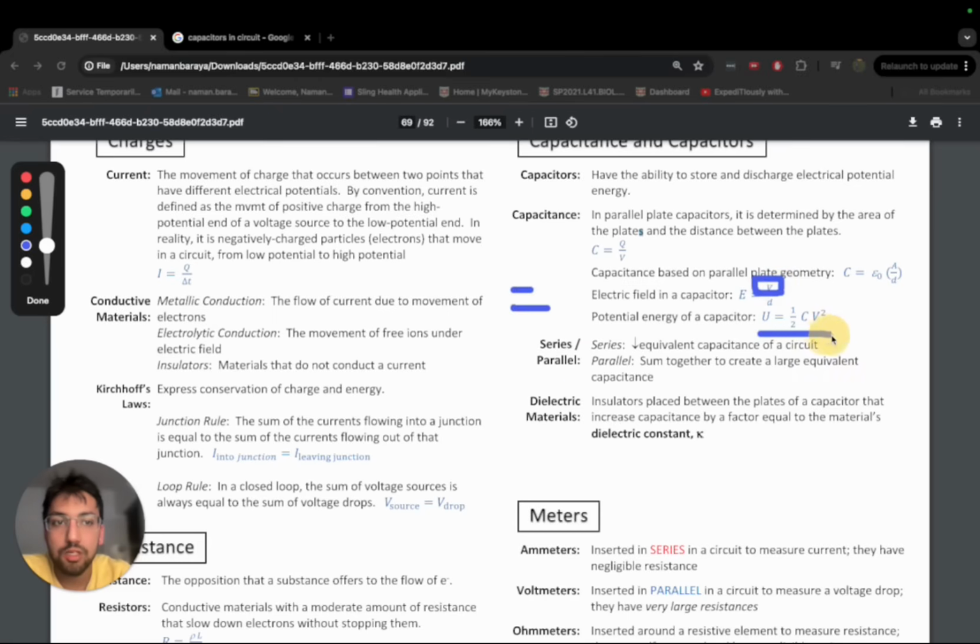Okay, now we have the potential energy of a capacitor. This is also important, and that's equal to U equals 1/2 CV squared. C is the capacitance, V is the voltage. Now it's important to know, and we'll go into this, that capacitors act the opposite of resistors in series and parallel. In parallel they create a larger capacitance, and in series they create a smaller capacitance. Finally, there's that K constant, the dielectric constant, and this just tells us that when insulators are placed in between the capacitor plates, that's going to increase the capacitance by a factor called the K factor, or the dielectric factor.